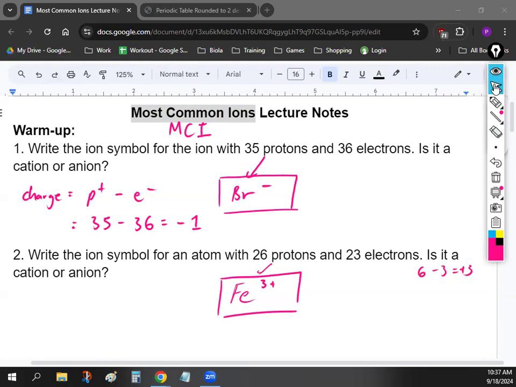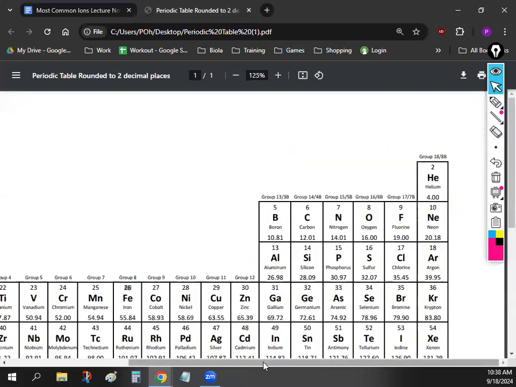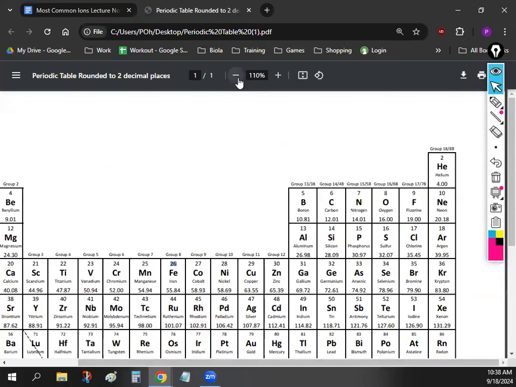And most common ions is exactly what it sounds like. Every single one of the elements, or not every single one, but a lot of the elements, have an ion that they want to become, that they're most commonly found in. So that's what we're going to be talking about today, the ions that these elements want to become. It's very easy to identify. I want you to take out your periodic table because we are going to be writing on it. We're going to put some more information on it. I'm going to show you the pattern to figure out these elements' MCIs.